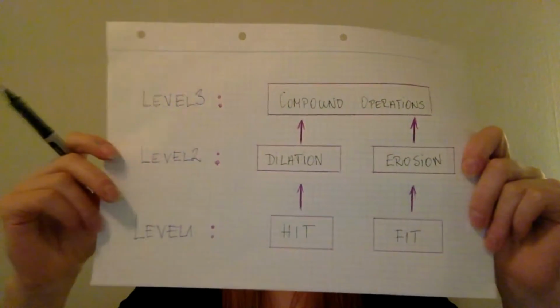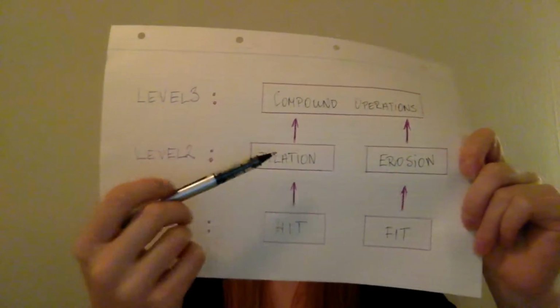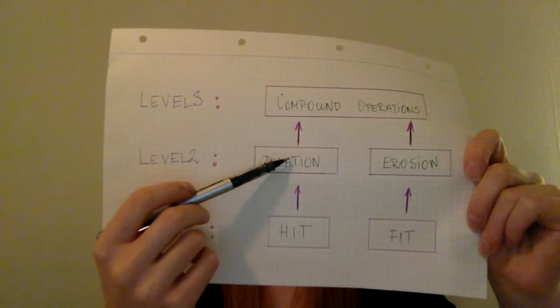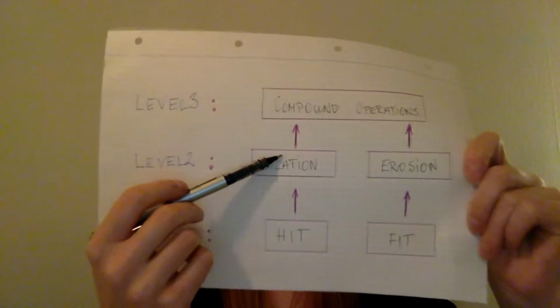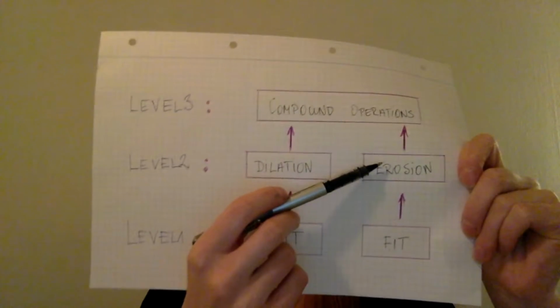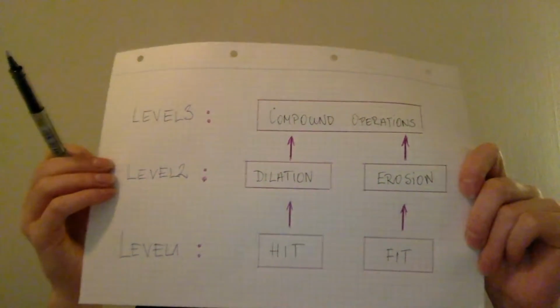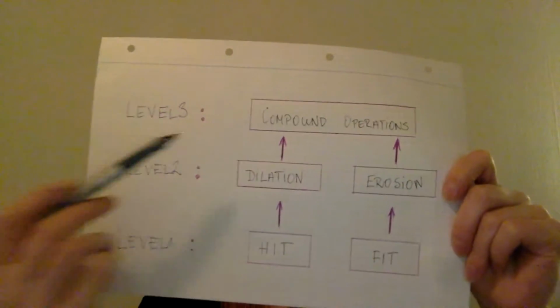Following those operations, we either dilate the image or erode it. If we combine those two operations, we get the compound operations. So, dilation. Dilation is when we make the image bigger.